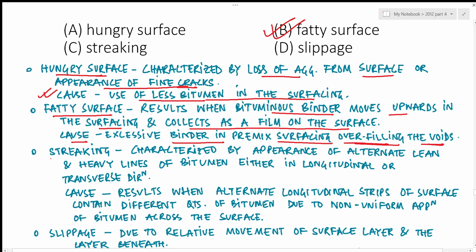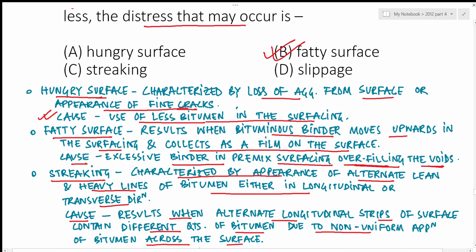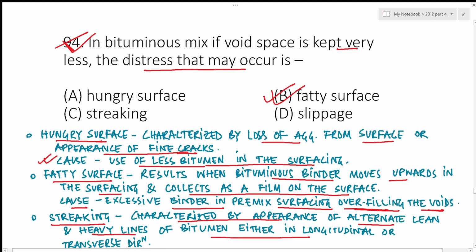overfilling the voids. Next is streaking. Streaking is characterized by appearance of alternate lean and heavy lines of bitumen in either the longitudinal or transverse direction. The main cause is alternate longitudinal strips of surface containing different quantities of bitumen due to non-uniform application of bitumen across the surface. And slippage is due to the relative movement of the surface layer and the layer beneath it. The main cause is unusual thrust of wheels in a particular direction. The option for this particular question should be fatty surface.